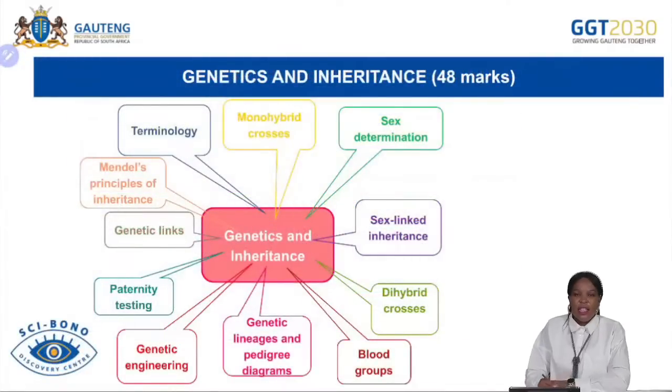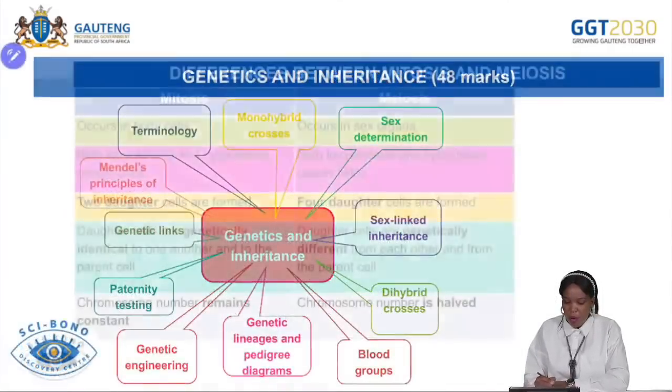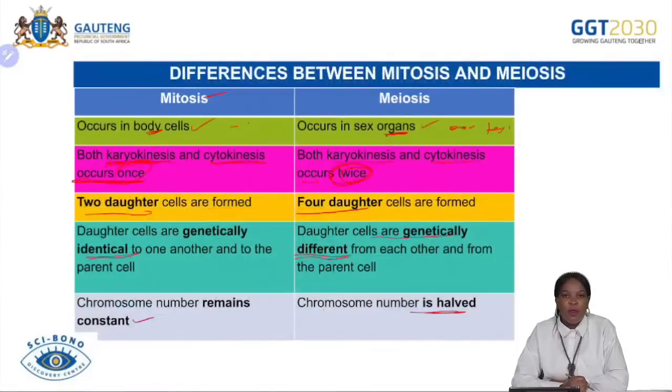Right. Those are the key things that we needed to study for mitosis and meiosis. Then this brings me to the end of my presentation, but we are going to continue with the rest of the topics. Mrs. Vedika Maharaj is going to take you through the rest of the topics that you need to cover for your paper 2. Thank you.